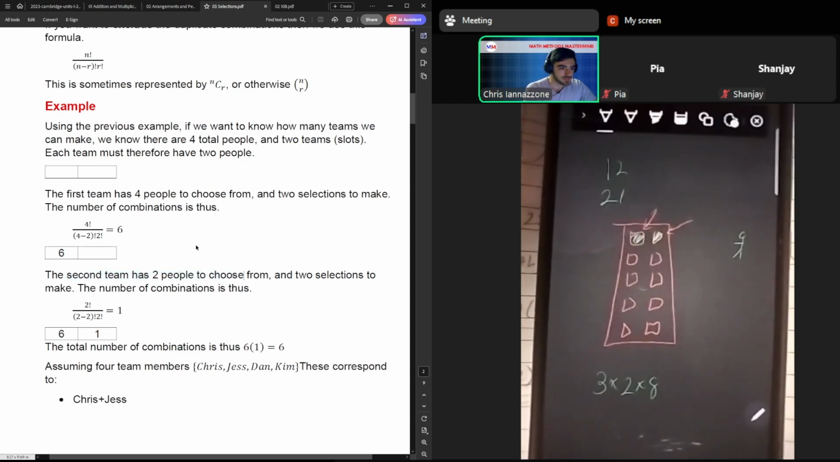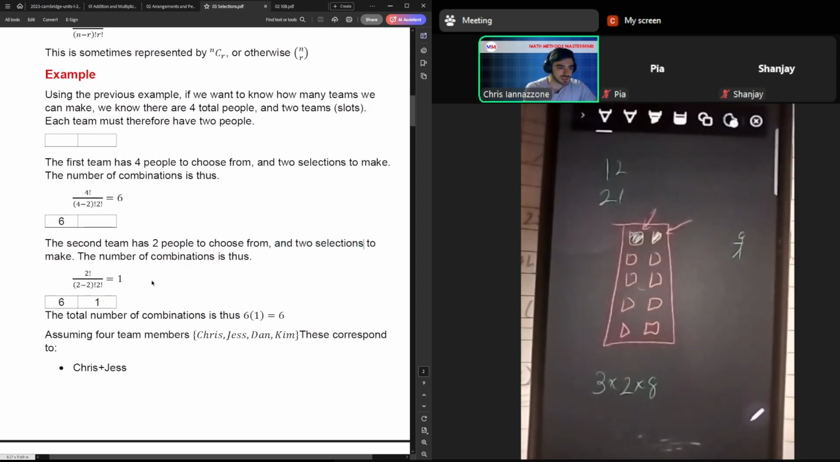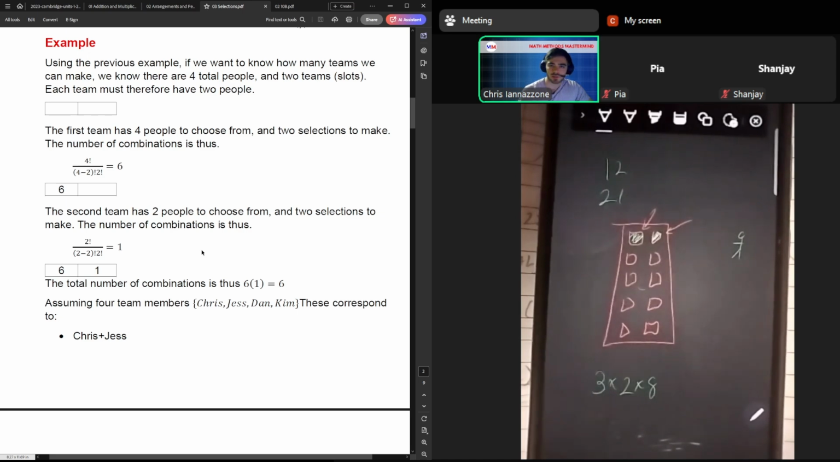Then from there, the second team only has 2 people to choose from because 2 have already been taken, and 2 selections to make. If you go through that, there's obviously only going to be one possible way to do that, especially because the duplicates are gone. So you can think of this as being done in sequence. First, team 1 is chosen, then team 2 is chosen. That's why this array is basically just the multiplication principle. You're making choices in sequence, so you multiply along the array. You do it in parts, and because you did it in sequence, 6 by 1 is 6 for your number of possible combinations.